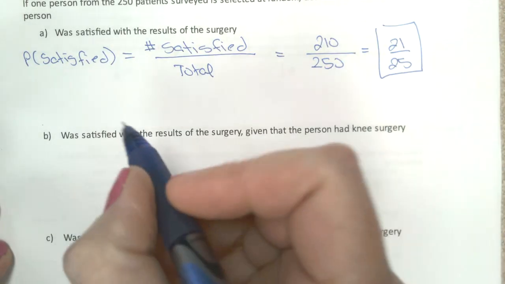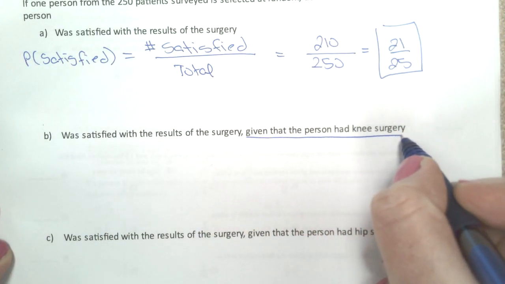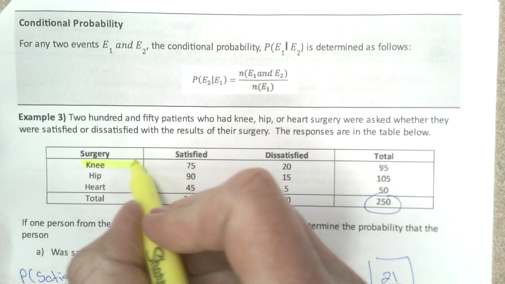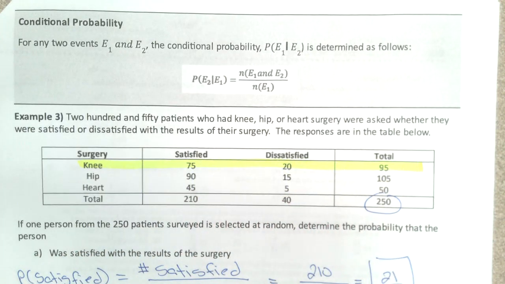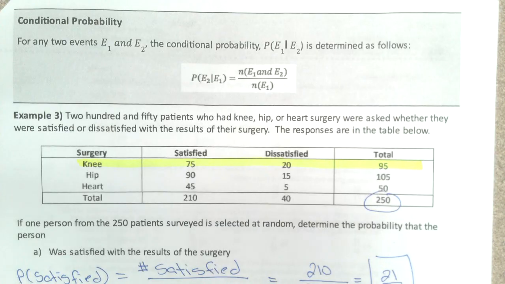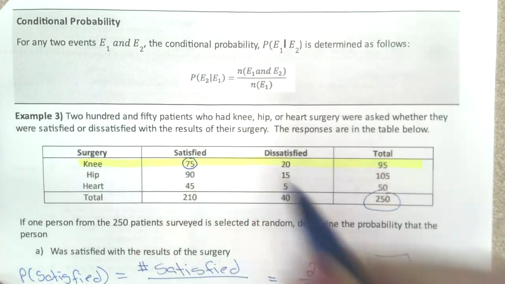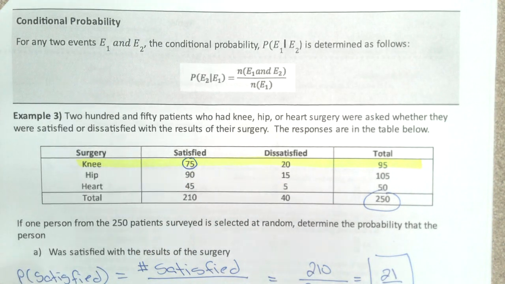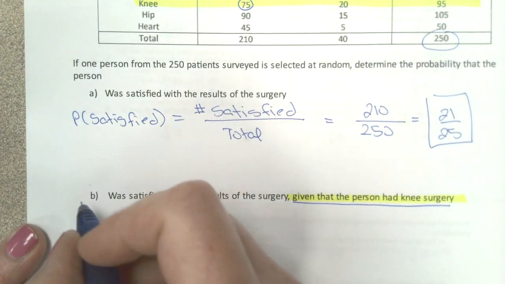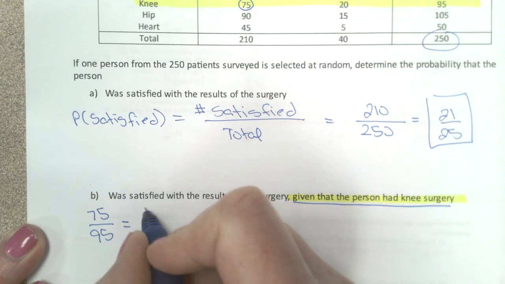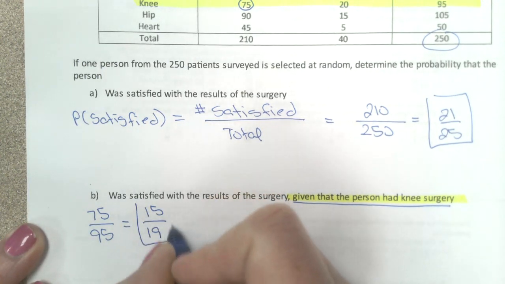What's the probability they were satisfied with the results given they had knee surgery? The two-way table actually makes things a whole lot easier. Given that they had knee surgery means that you could highlight that row, and now all I care about are the knee surgery patients. How many of the knee surgeries were satisfied? 75 out of the 95 were satisfied. So this answer is 75 out of 95, and that is going to reduce to 15/19.